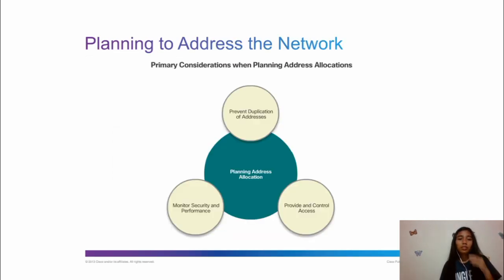And the next one, we are planning to address a network. The primary considerations when planning address allocation: first, preventing duplication of addresses; then, monitoring security and performance; and for the last one, providing and controlling access.